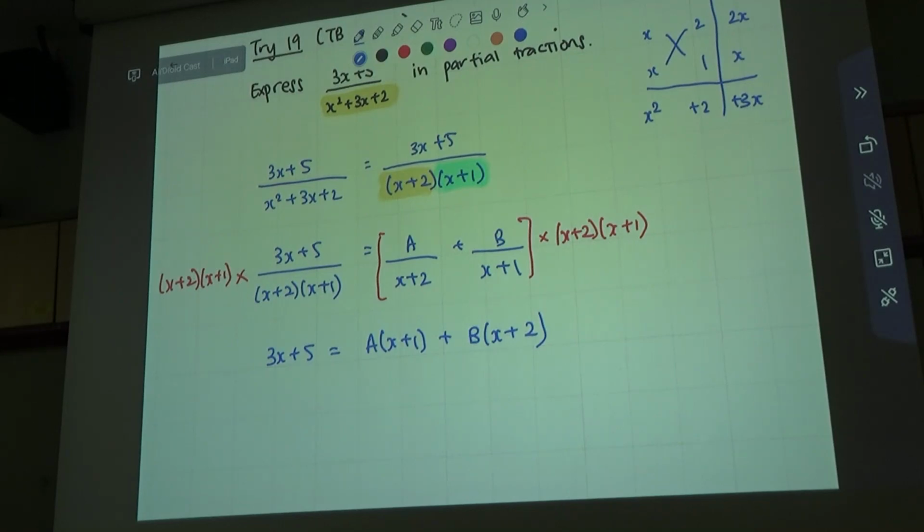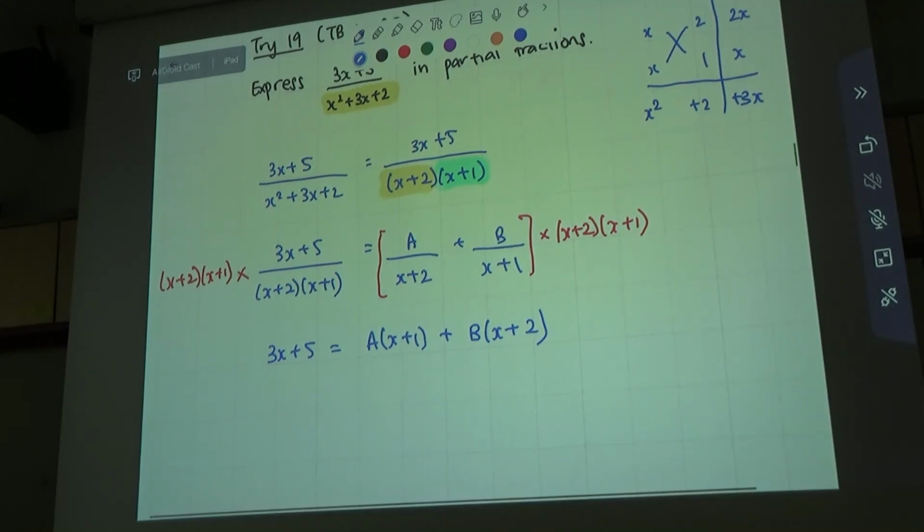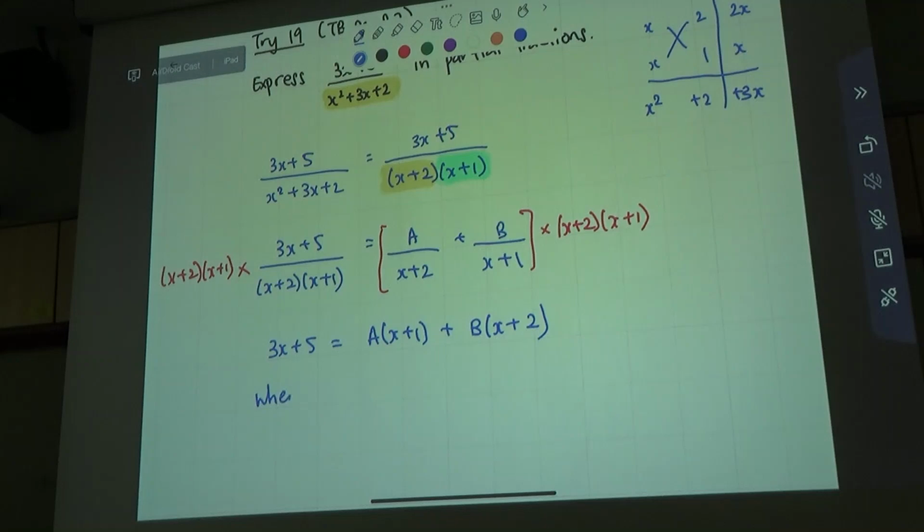Okay, so multiply both sides. Then, now from here, we find the value of A and B. So what should I let? What should I use? I mentioned we use our substitution method first, right? What is the value that you want? Negative 1. Okay, sure.